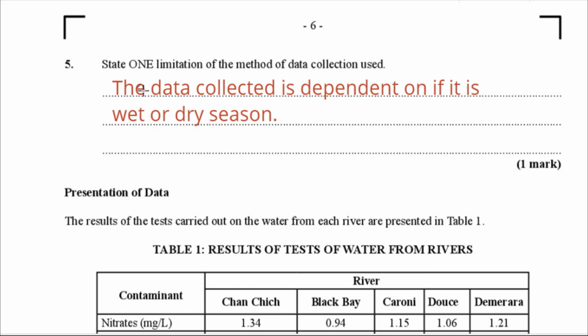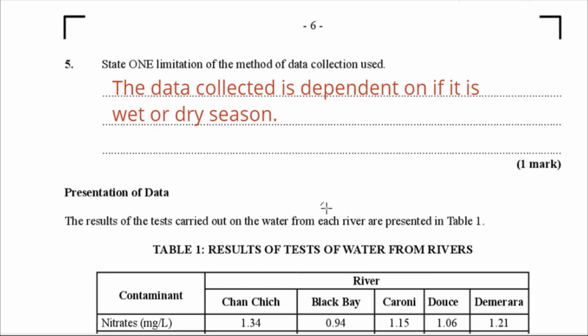So the actual data, the information that is collected during the investigation, would be determined based on the type of season. So if there's a lot of water, a lot of rain falling, versus if outside is very dry, not much rain. So that can affect the actual collection methods and the actual results that you get.